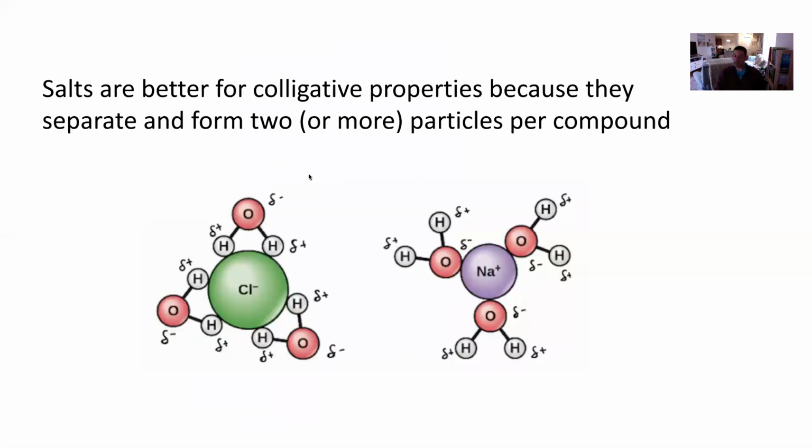All right, and something I want to point out, salts are better for colligative properties because they separate to form 2 or more particles per compound. So if you have NaCl, when one NaCl compound dissolves in water, you get an Na+ ion and a Cl- ion. So it's almost like it becomes 2 particles in the solution. Whereas when a sugar molecule dissolves, one sugar molecule gives you 1 particle in the solution.